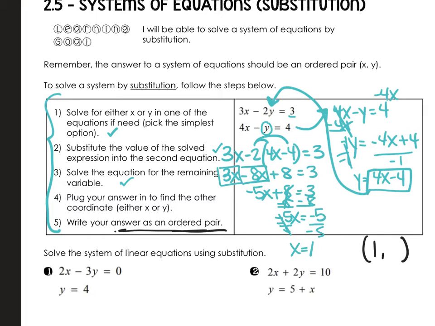Now it does not matter which one you plug in, like the top equation or the bottom equation, either one, but I try to pick which one will be easiest. Sometimes it's about the same. So for this one, I'm just going to plug into the top, but again, it doesn't really matter. So the x equals 1 is going to go in the x spot, so that's 3 times 1 minus 2y equals 3. That's 3 minus 2y equals 3. I'm actually going to move this so I don't run out of room.